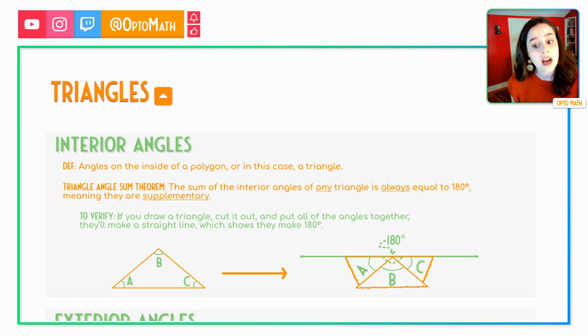Here's what we can do to verify. If you draw a triangle, cut it out, and put all the angles together, they'll make a straight line which shows that they make 180. And that's exactly what we just did with our paper. So let's take a look at our picture. Here we have the triangle ABC, and then we see that if we cut them off, you see these little squiggles mean that you cut that off just like I did. And you line them up and you get all three of those angles added together, all are 180.